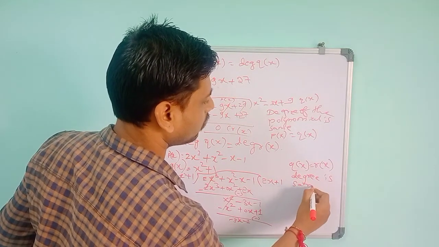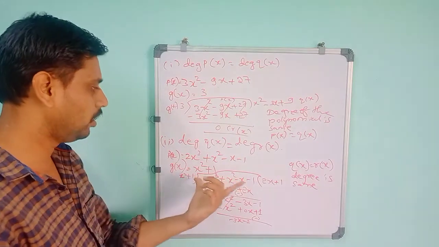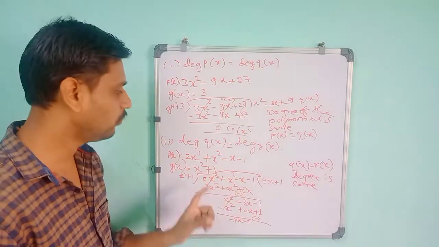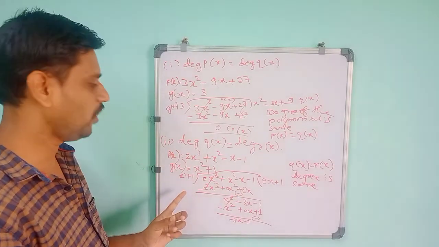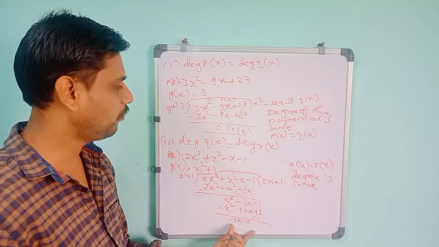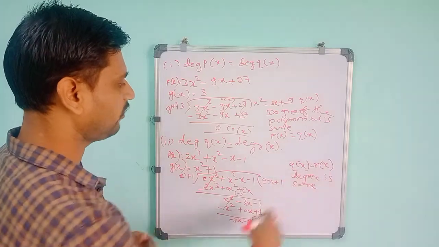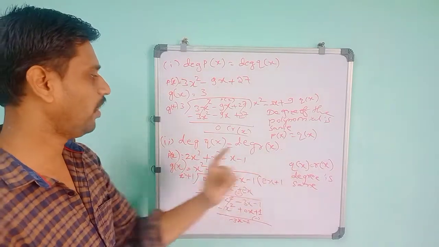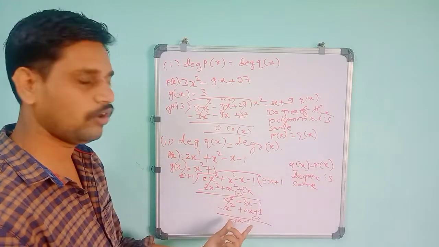So for that, p of x should be a cubic equation. If you take a cubic as p of x, you have to take degree 2 as g of x. Then only you will get the remainder and quotient as degree 1. So both are same. So degree of q of x equals degree of r of x. So q of x is 2x plus 1, degree 1, and minus 3x minus 2. The signs will not be included.